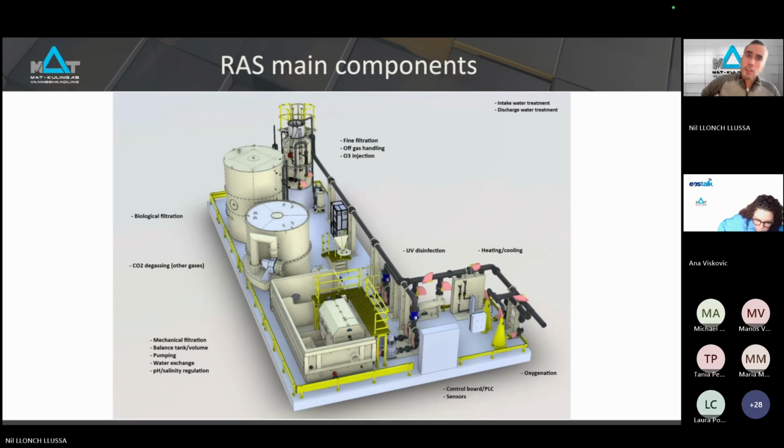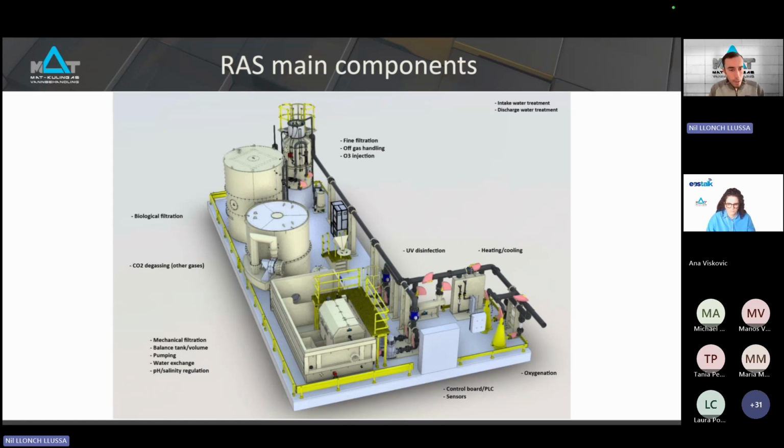So looking into our RAS components, I added here a 3D picture of general components that we find in recirculating aquaculture systems. Different systems present most of them. Some systems exclude part of this equipment, and there are also different configurations in terms of the order in which you put each piece of equipment.